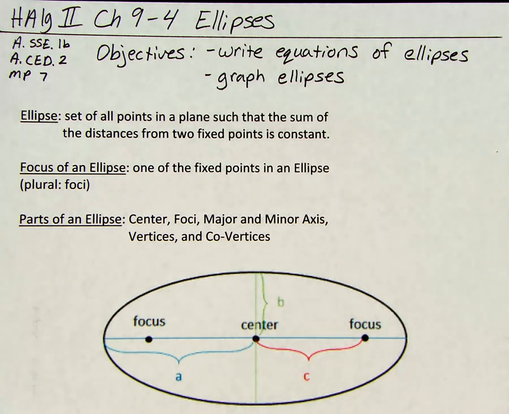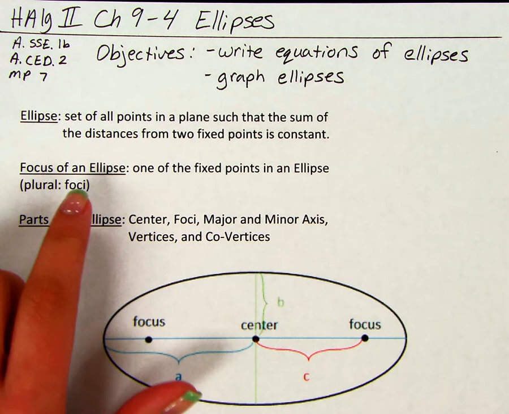Lesson 9-4, ellipses. By the time we're done with this lesson, we should be able to write equations of ellipses and graph ellipses. To start with, an ellipse is defined as the set of all points in a plane such that the sum of the distances from two fixed points is constant. We call those points the focus, or foci for plural.